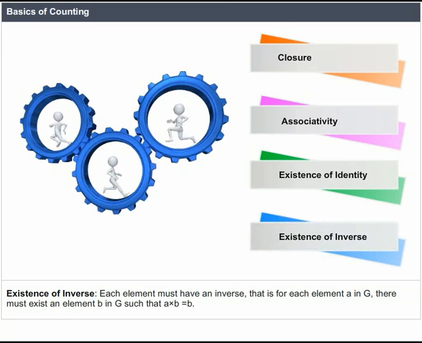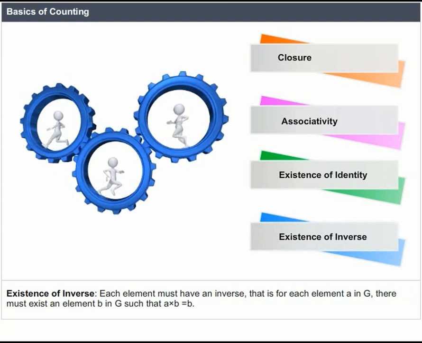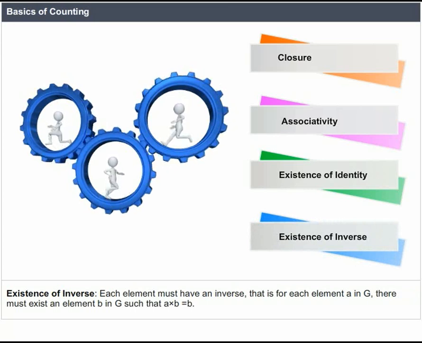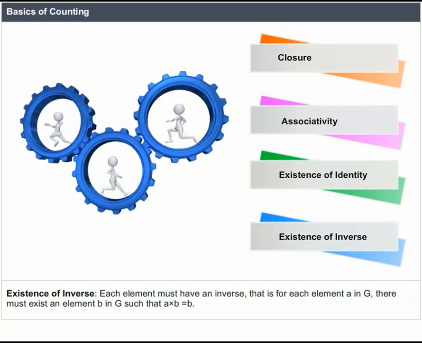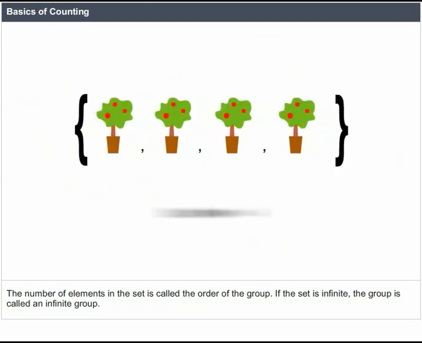Number 4. Existence of inverse. Each element must have an inverse, that is, for each element A in G, there must exist an element B in G such that A cross B equals B cross A equals E. The number of elements in the set is called the order of the group. If the set is infinite, the group is called an infinite group.